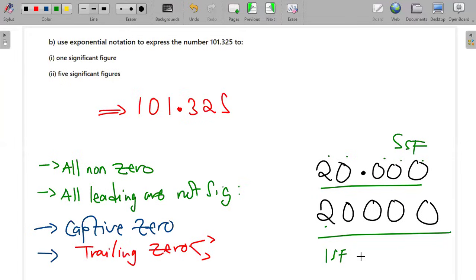So trailing zeros can only be significant if there's a presence of a what? A decimal point. In short, if I write this same number as 20000 and then I write the point, because of this point here, those zeros become significant. So always know those rules, because they're the most important when you're dealing with significant figures.